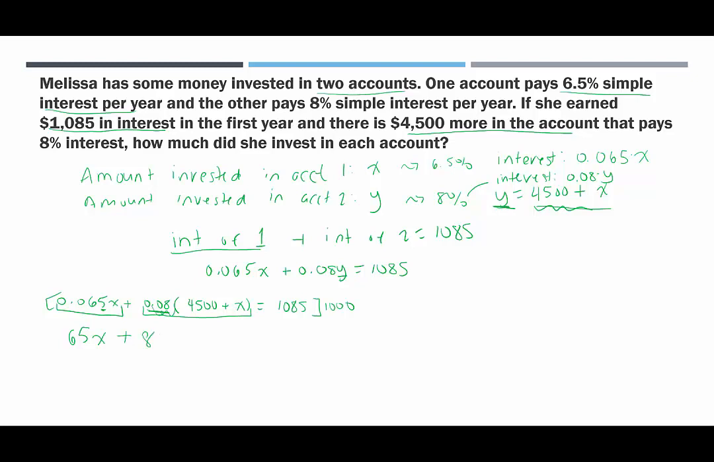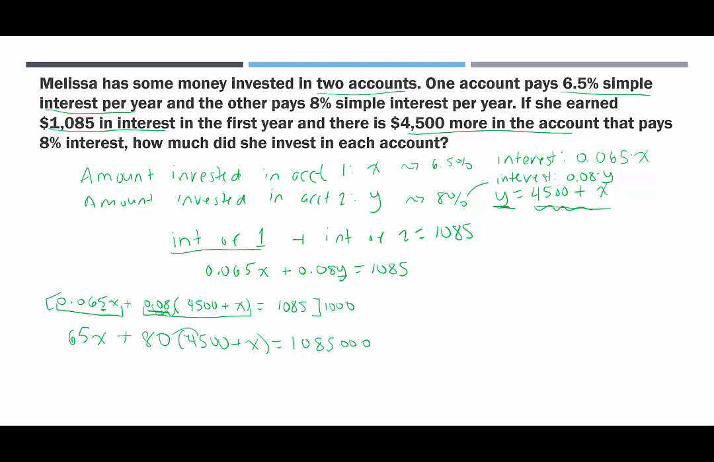And so I put a 0 in that gap, and it's going to be 80 times 4,500 plus x. When I distribute to the 1,085, I'm going to add 3 zeros to the end of it. That's going to be 1,085,000. Now I want to distribute the 80.